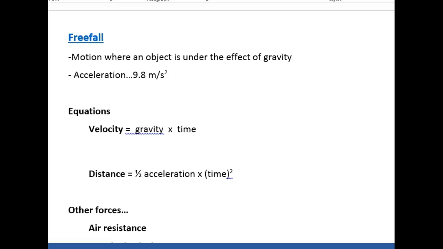Alright, so this is going to be our notes on free fall. We've been talking about motion and force so far, and if you remember, we talked about measuring where an object is in space, how fast it moves from one spot to the other, and how fast its speed is changing.